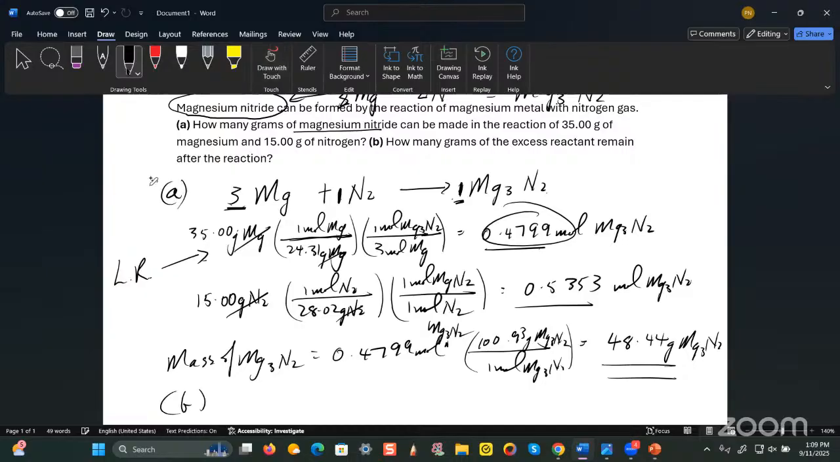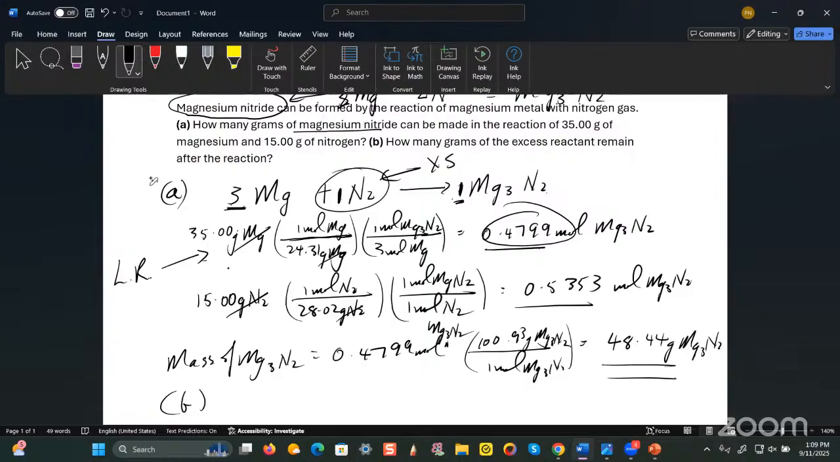Now the B part is asking how many grams of the excess reactant remain after the reaction. So now that we know which is the limiting reactant, which is the magnesium, that means that the nitrogen would be the excess reactant, right? So we need to find out how much nitrogen remains after the reaction is completed, right? Now, how are you going to do that? Well, since we know that the magnesium is the limiting reactant, what we can do is use the mass of the magnesium to find out how much of the nitrogen will react with it.